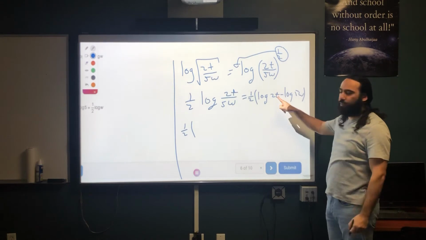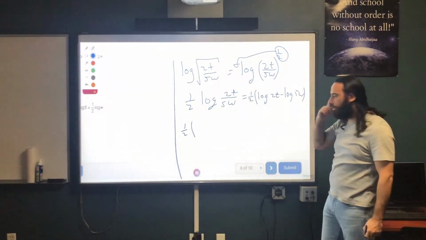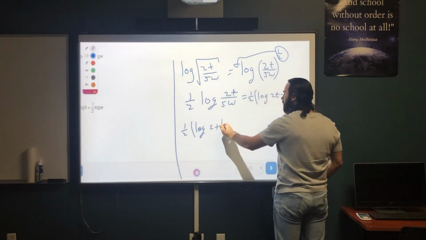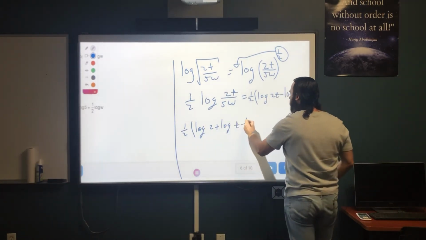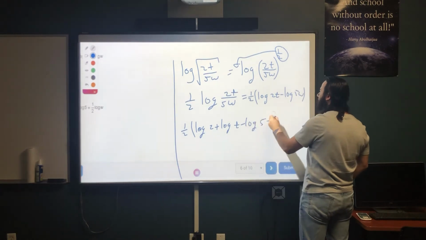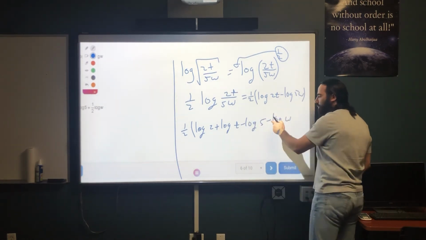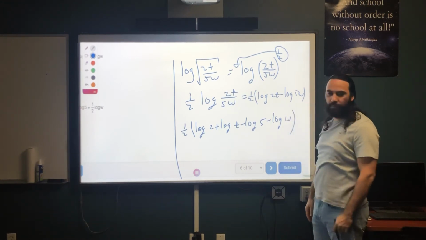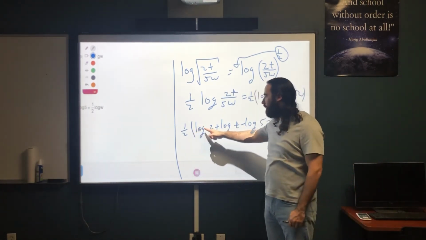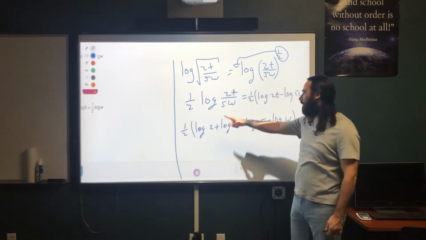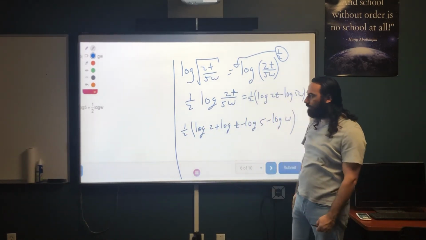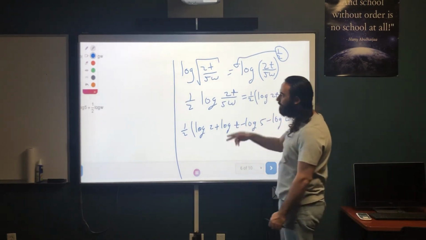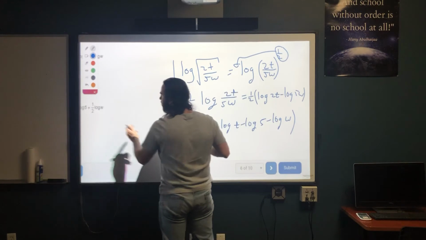Now we have 2 times t, and we said when we multiply, it's addition. So it's going to be log 2 plus log t minus log 5 minus log w. It's supposed to be addition, but because we have a negative outside, we got it. And that's the answer. Of course, the 1/2 is multiplied times the first log, the second log, the third log, and the fourth log: log 2 plus log t plus log 5 plus log w, times 1/2.